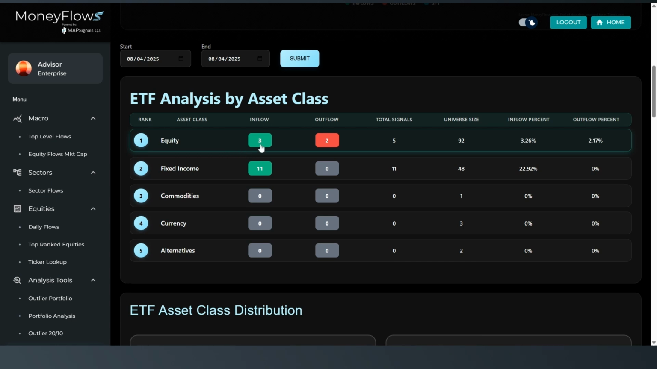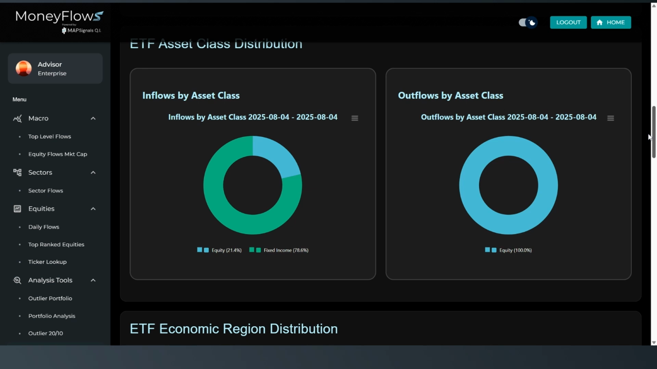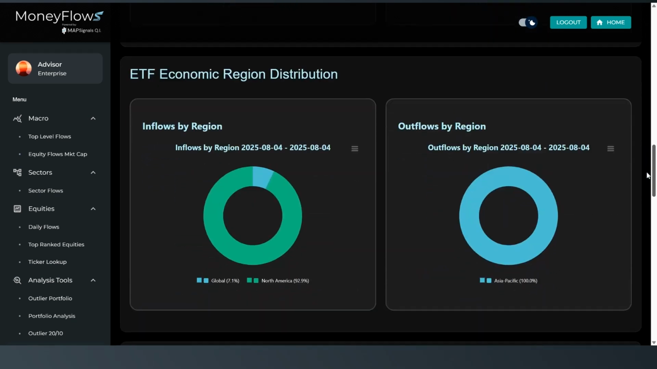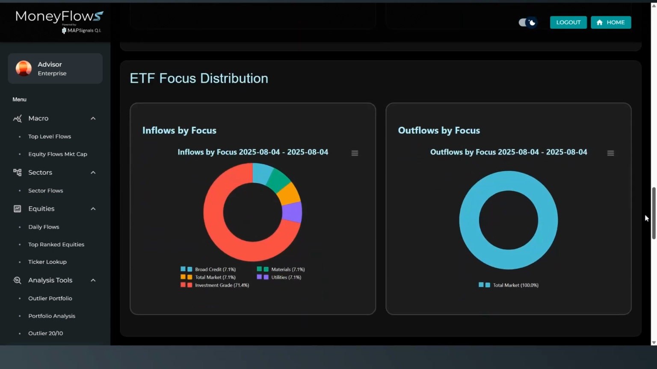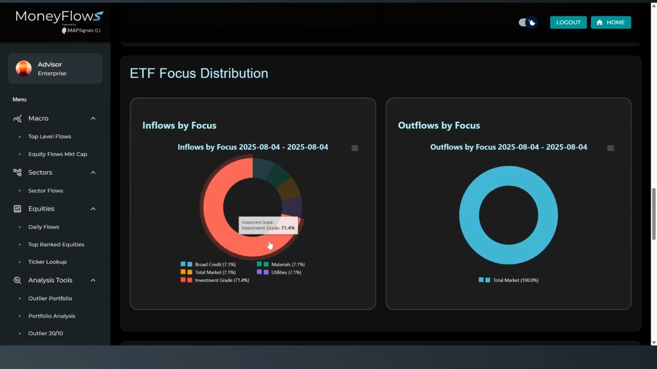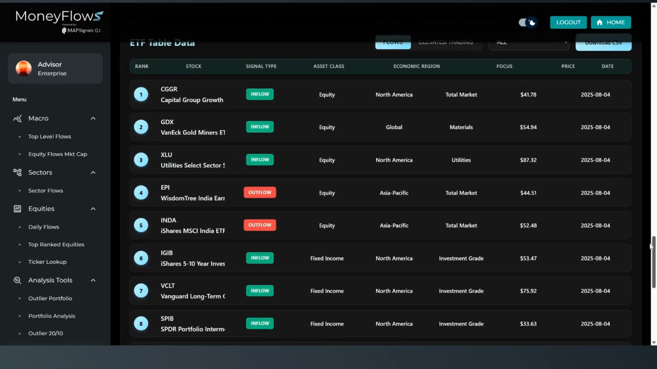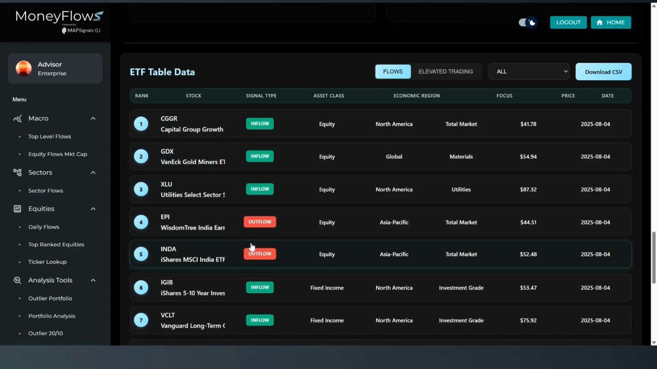We see that there are 3 equity inflows, 2 outflows, 11 fixed income inflows. Here we can see inflows by asset class. We can also see the economic region distribution. And we can also see by focus. So clearly, investment grade fixed income saw 71% of all the flows. Total market was 7%. Materials was 7%. And broad credit was also 7%. Scroll down here, you can see the ETF that saw inflows and outflows.